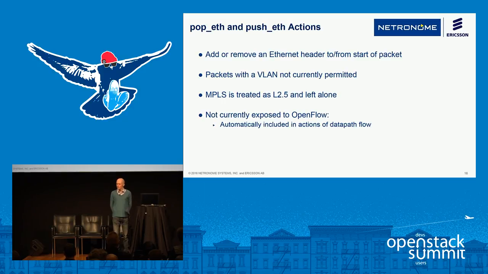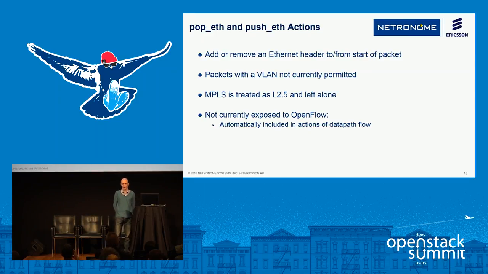Then we have these actions, the push and pop Ethernet. Conceptually, these are quite simple. Push Ethernet basically takes a packet and adds an Ethernet frame, and pop Ethernet does the opposite. It's not very clear how VLANs should be handled in such a case. So for now, this has been deemed to be out of scope, although earlier versions of the code tried to handle it.